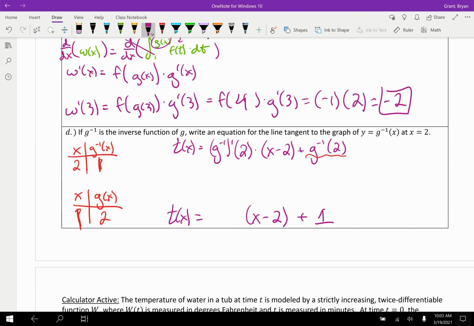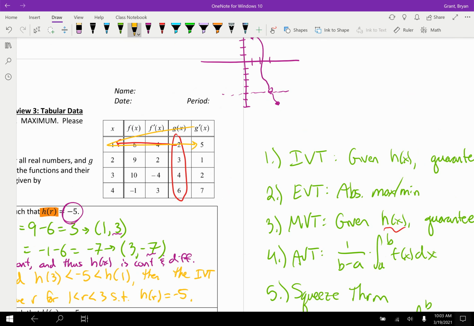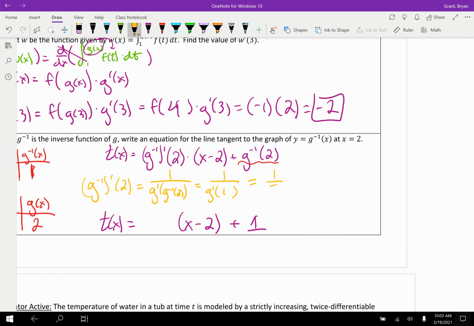Last but not least, we actually need to find the derivative of the inverse, and although you can derive this formula if you would like, it's one that you should know at this point. You've practiced it enough. The derivative of the inverse of 2 is 1 over g prime of the inverse of 2. So what is the inverse of 2? The inverse of 2 is 1. And then we need 1 over g prime of 1. G prime of 1 is 5. And we're here. There is our tangent line.